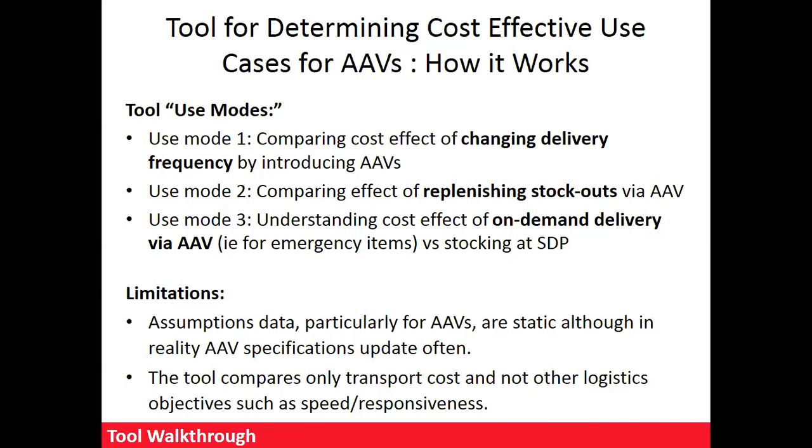So, some assumptions and some limitations. The assumptions data built into the tool, particularly for specs around AAVs, are static, although of course, in reality, the specs for AAVs are updating frequently. We'll see in the tool you can manually go in and change the specifications of different types of AAVs, although the tool is not going to do that automatically. And the tool is only really looking at transport costs and not other logistics objectives such as speed and responsiveness.